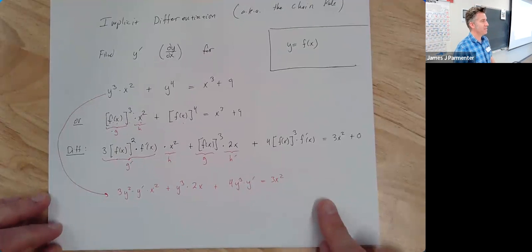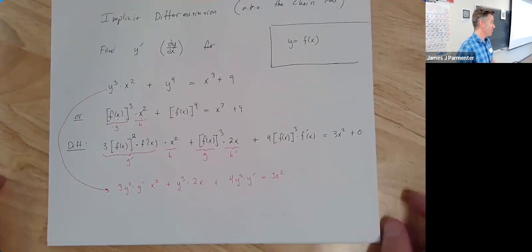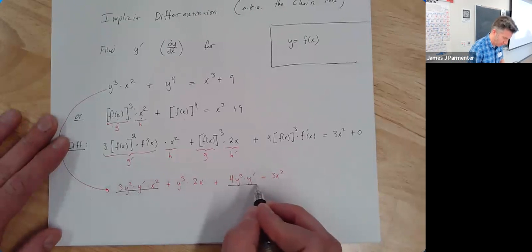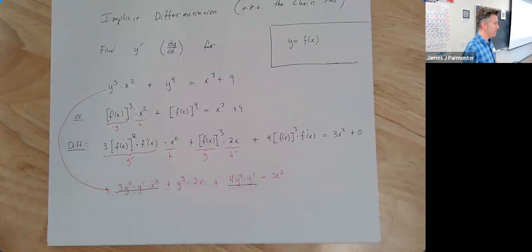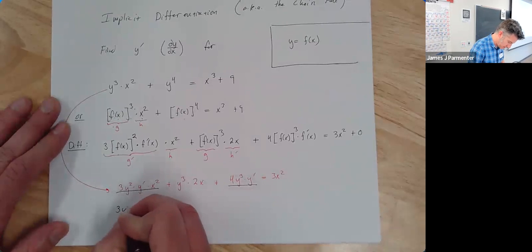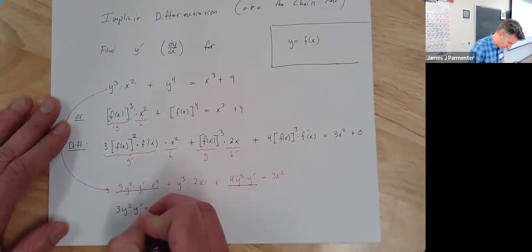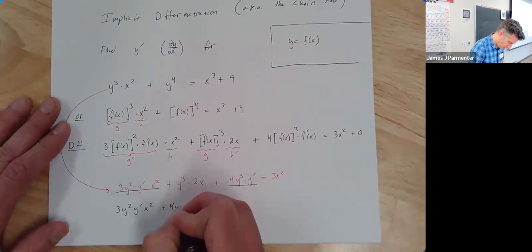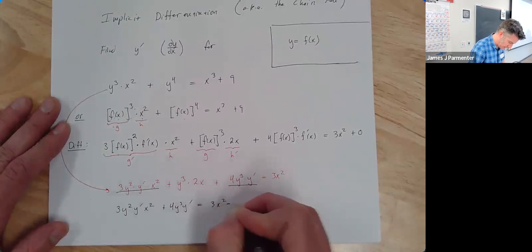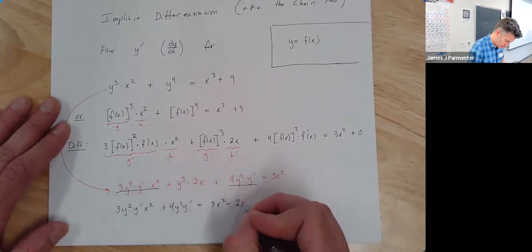After you've done this, the rest of this problem is algebra. We have to solve for y prime. So I'm going to identify my terms that have y prime and collect them all on one side. Great, they're already on the left. And then everything else is going to go to the other side. So I'm going to rewrite this as 3y squared times y prime times x squared plus 4y cubed times y prime equal to 3x squared minus, I'm going to rewrite this as 2xy cubed.